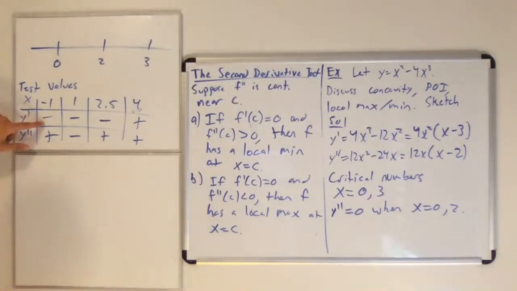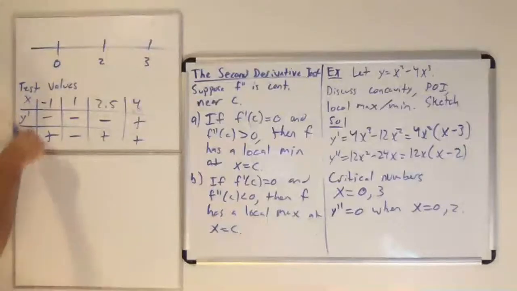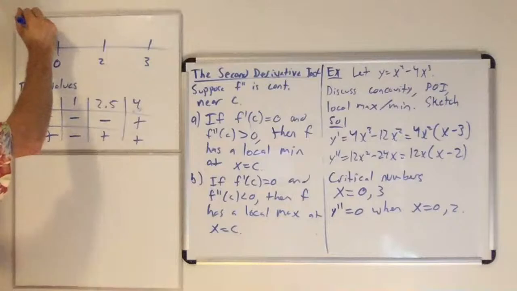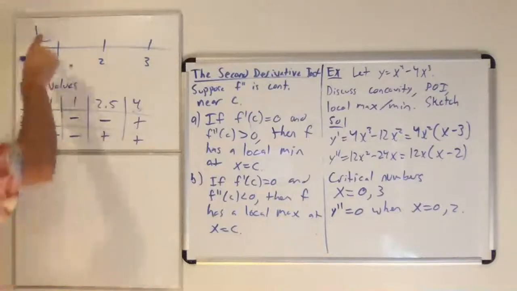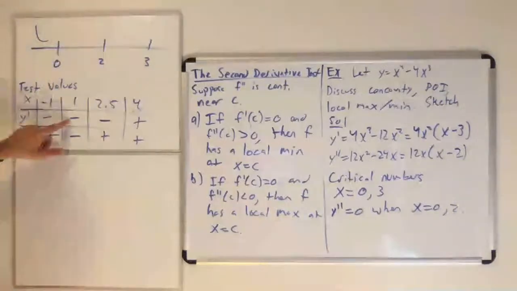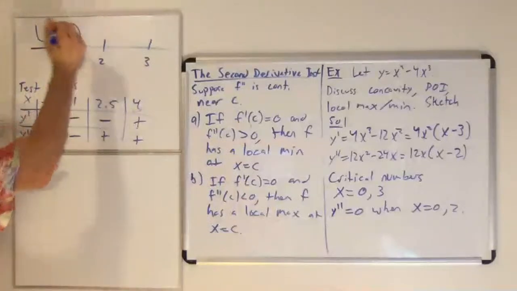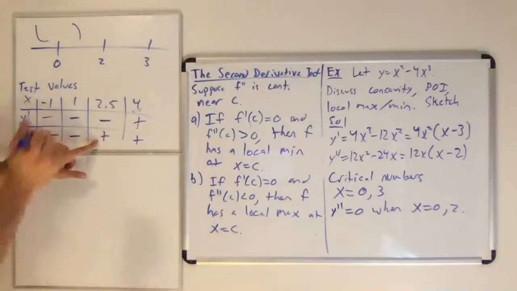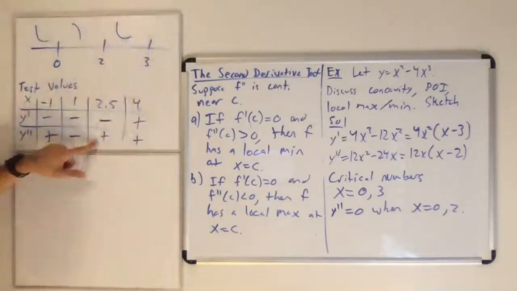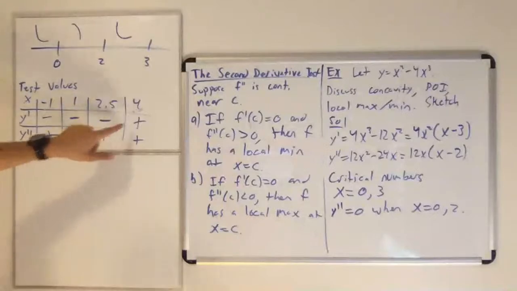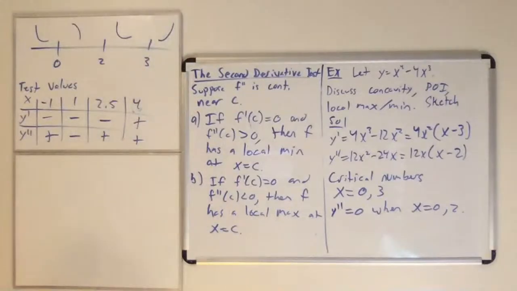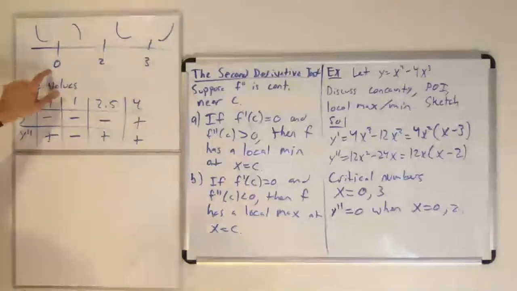All right, so we're decreasing and concave up. So decreasing, concave up, looks like this. Decreasing, concave down. Decreasing, concave up. And increasing, concave up. Okay, and what we should do is figure out what these points are.